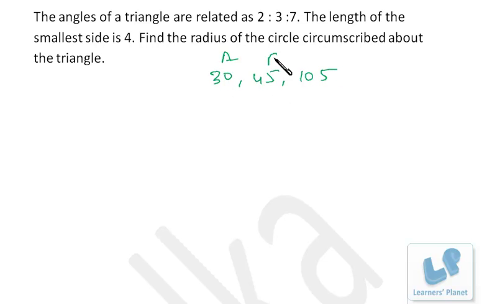Suppose this is angle A, B and C. Right. Now what we have to find out is the radius of the circle circumscribed about the triangle. Now the smallest side is 4, right? And the smallest side is which? The side that is opposite to the smallest angle, right? So that means, I'll just draw the diagram. This is A, then this is 30 degrees and this is 4, right?